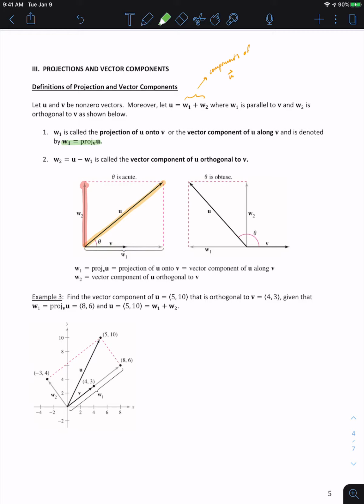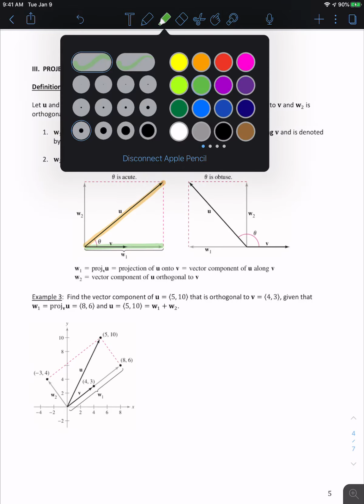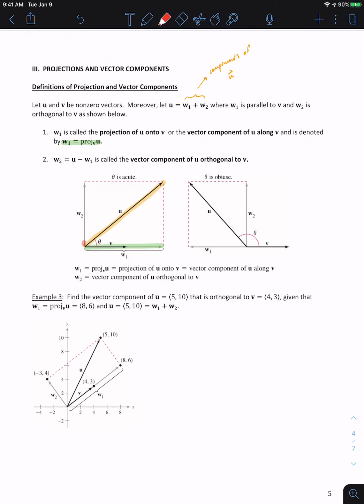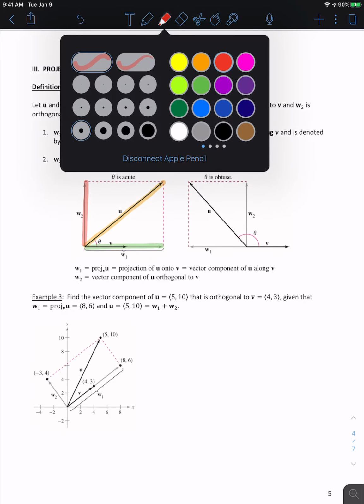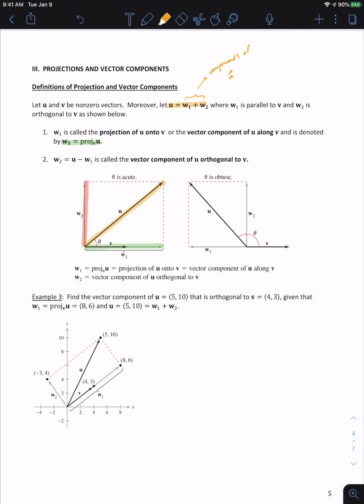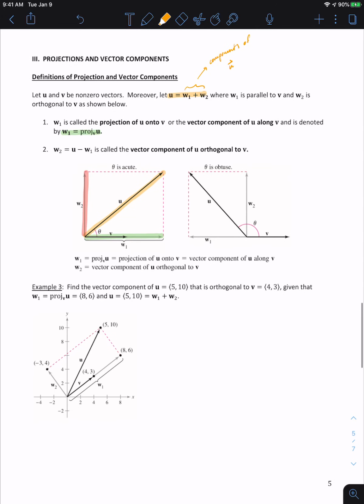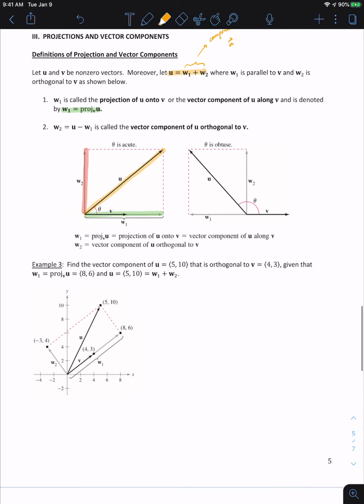that guy. So I'm going to go ahead and draw a picture here again of which vector that is. And then W2 is equal to U minus W1, if we think about how vector subtraction works. And that is called the vector component of U orthogonal to V. Why orthogonal to V? Because it makes a right angle with V, right? It is orthogonal. Okay, and this is what U is. And then there's also another picture when the angle is obtuse, but the idea is still the same.